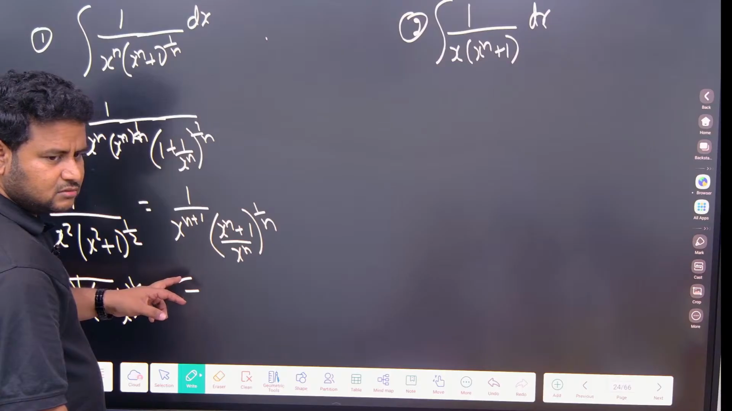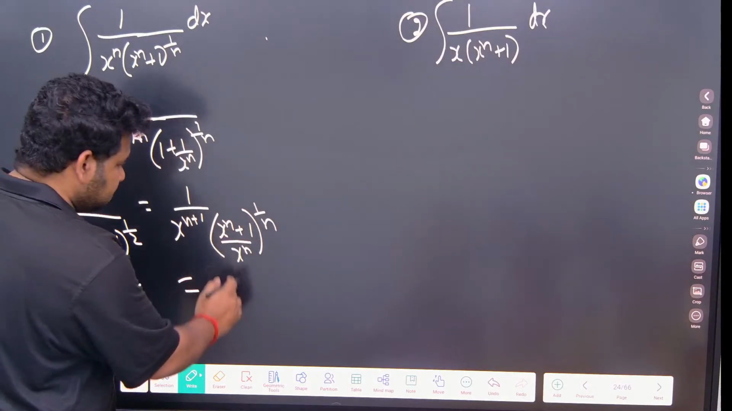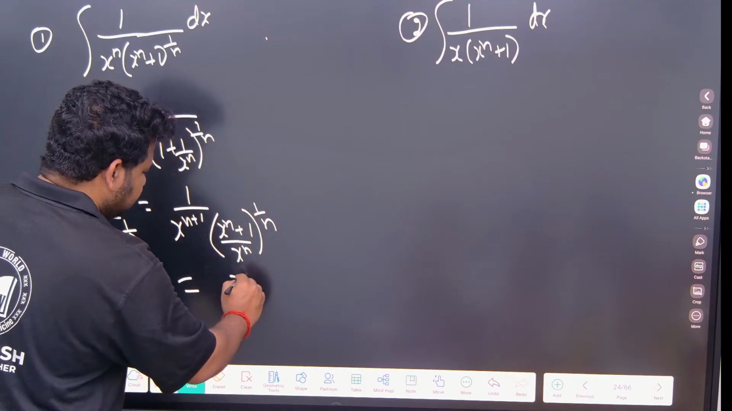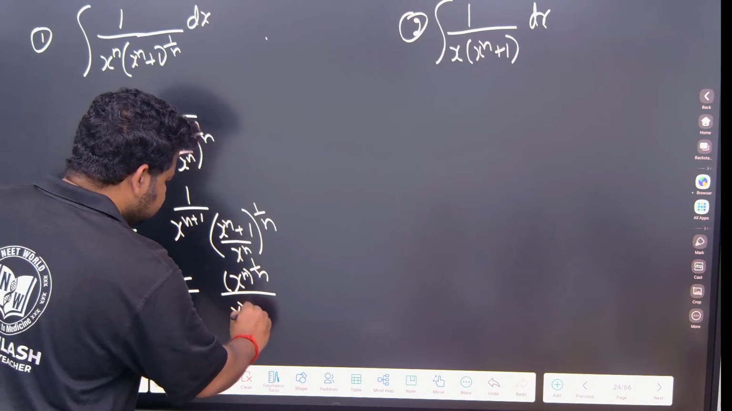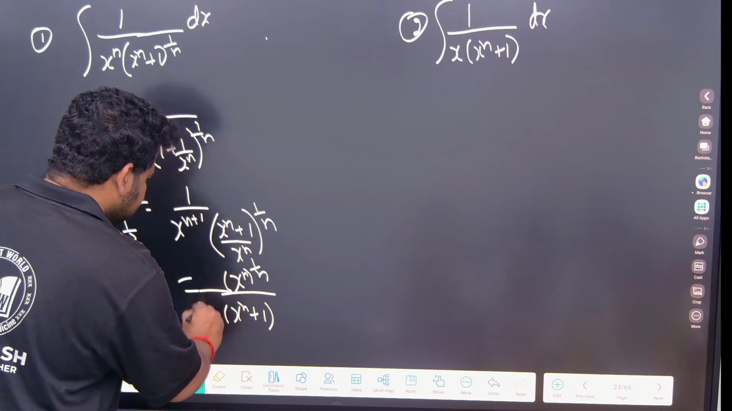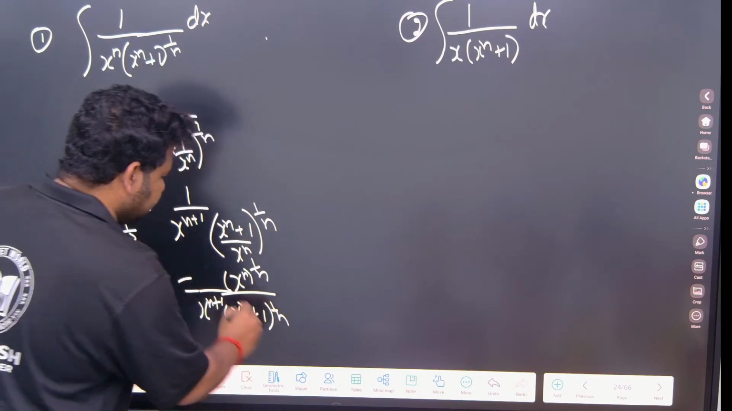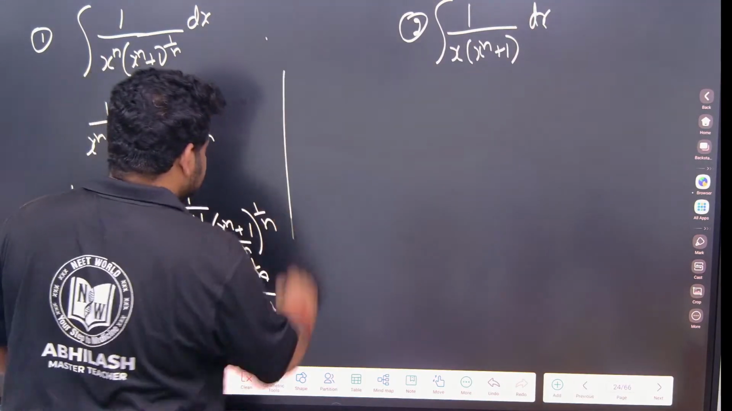What will cancel? See, just wait. So this x power n will come outside, means this will become, I will write it here, x power n to the power of 1 by n divided by x power n plus 1, divided by x power n plus 1. Okay, this is what we are having, to the power of 1 by n. Here this n I can cancel. Understanding the steps? Okay. So this can be written as what?